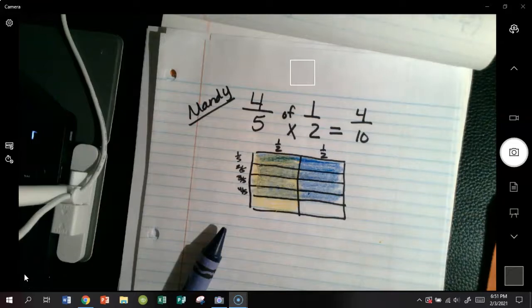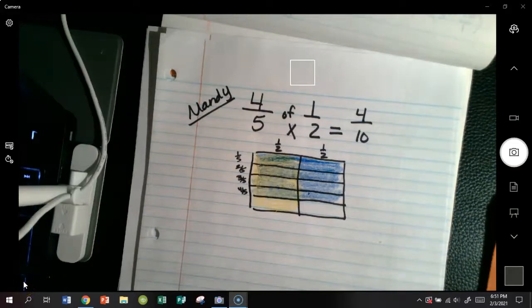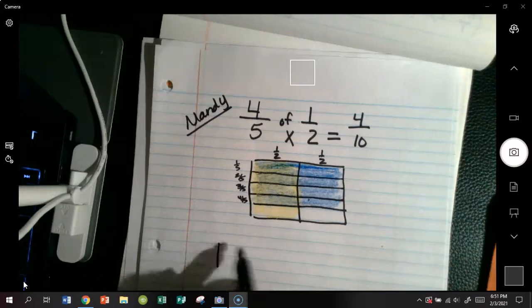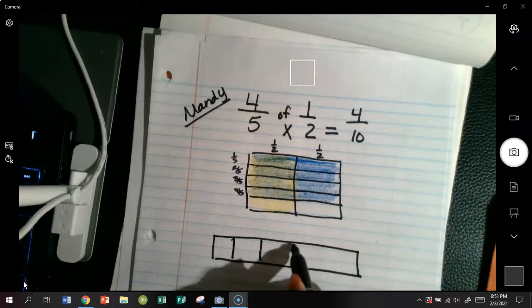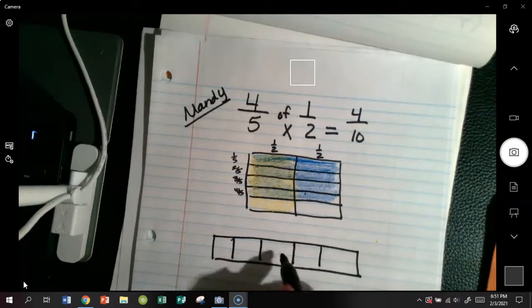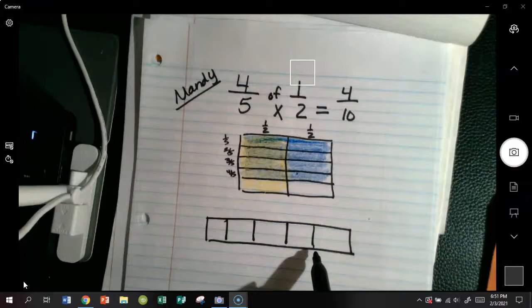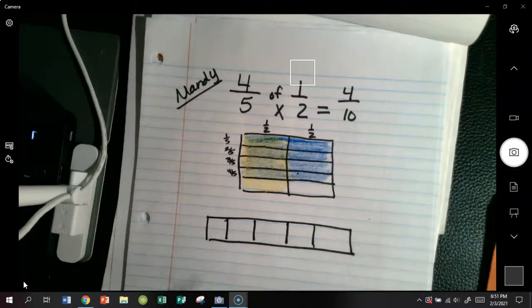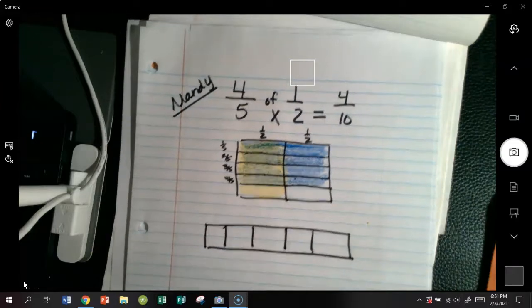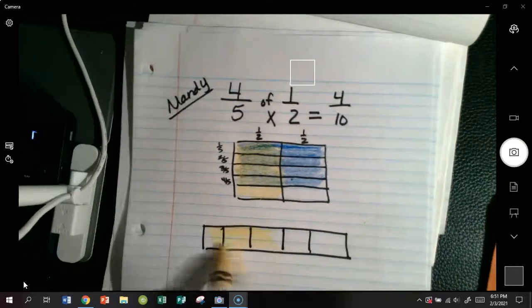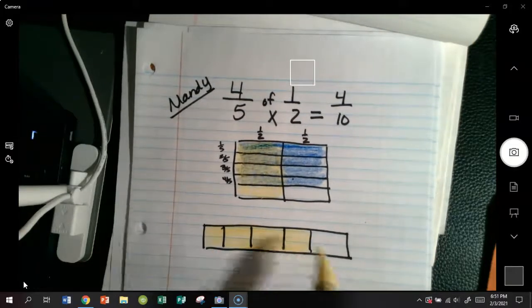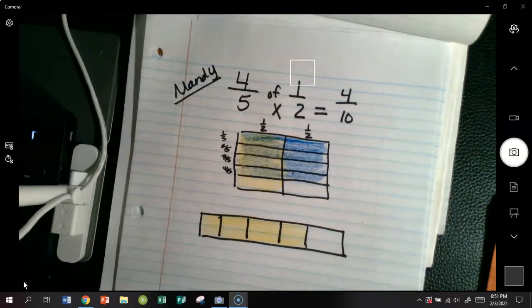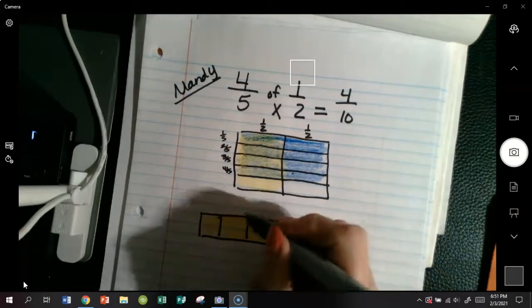Tamara said that she was just thinking about having 4/5. And I told you I wasn't a great artist. If so, all of these partitions would be exactly the same. And they're not, but just pretend. And she says if she thinks about having 4 of these partitions, that would be 4/5. So what I'm doing right now is I'm coloring in 4/5. And now I'm going to think about looking at half of those 4/5.